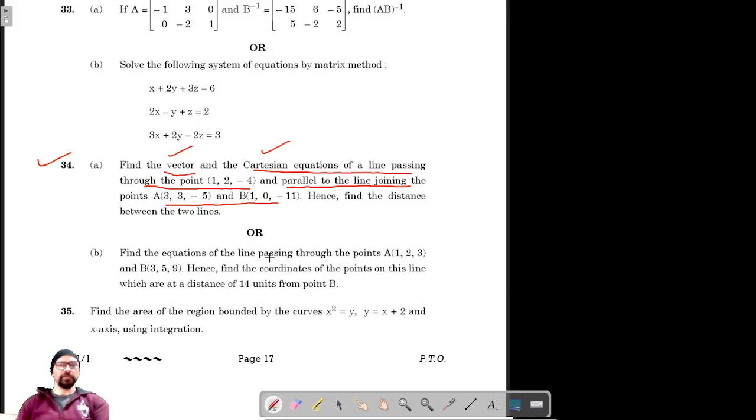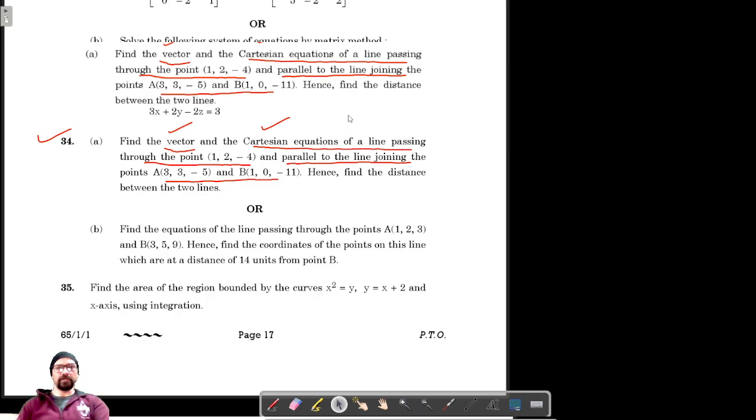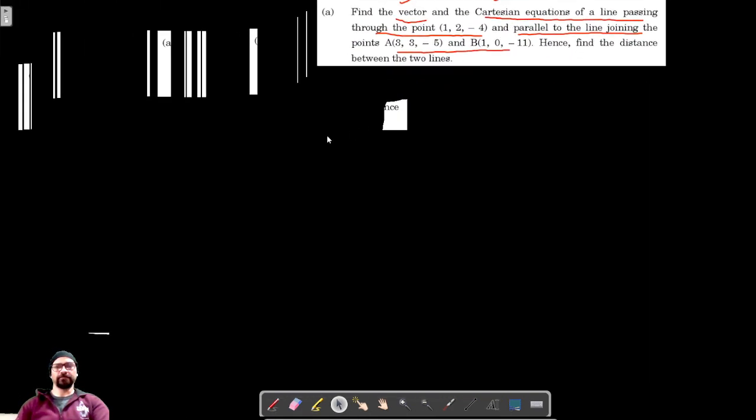Okay, so for question number 34, we have to find the vector and Cartesian equations of the line passing through the point (1, 2, -4) and parallel to the line joining the points. So let's first of all find out the Cartesian and vector equations of the line passing through the points. So I'm going to keep this question here.